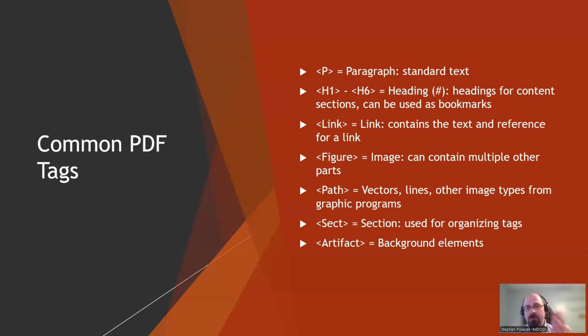Then we have H1 through H6, and these are the headings, and they have numbers associated with them. These headings provide a setup for a content section. So, that first heading, that H1, starts your document, tells you what the document is about. H2 will tell you what the next few paragraphs are about, so on and so forth.